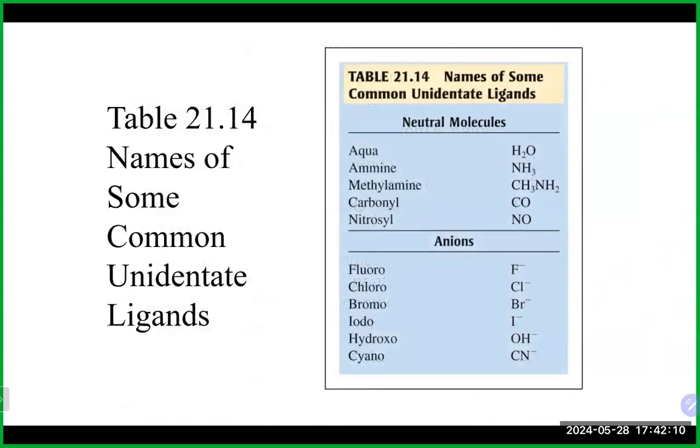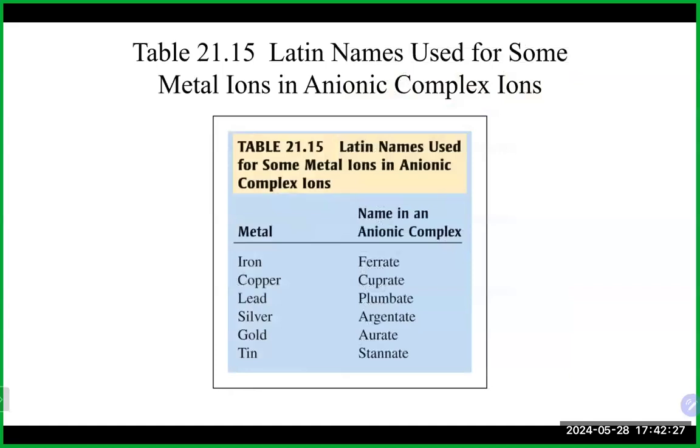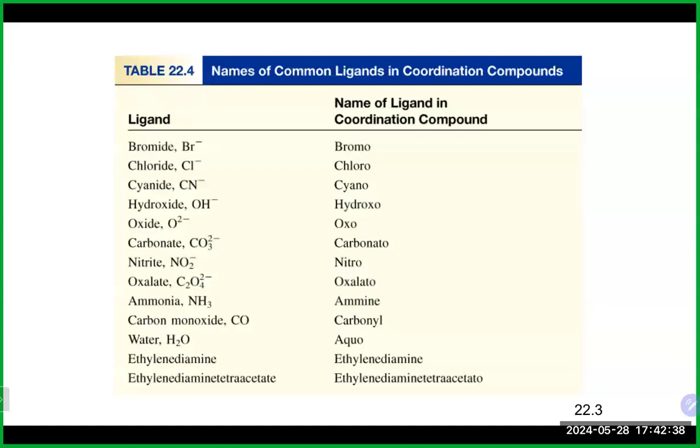Again, we looked at some of these. Some of the names for our ligands: fluoro, chloro, bromo, iodo. That's typically what we use in organic chemistry as well. Hydroxo, and cyano for cyanide. Here again are some of those older school type names: ferrate, cuprate, plumbate, argentate, aurate, and stannate, for iron, copper, lead, silver, gold, and tin.